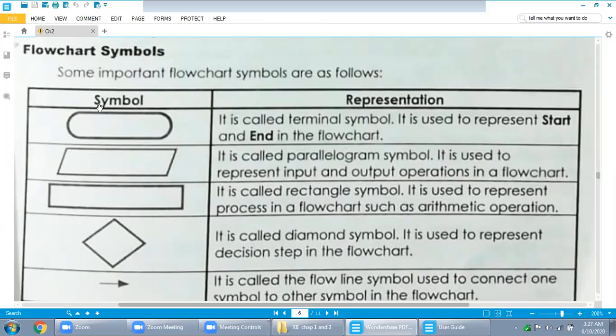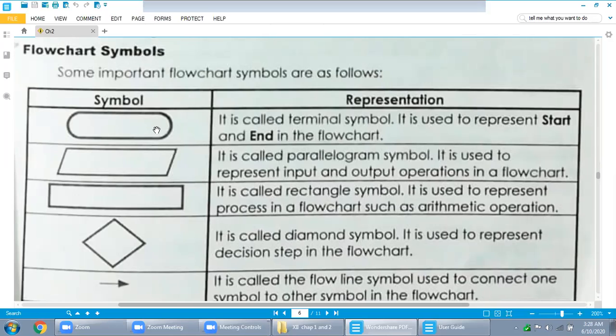So watch over here, same in the flowchart process: whenever you are going to draw a flowchart, you must start with this symbol. It is called the terminal symbol. You can call it the terminal symbol. It is used to represent start and end in the flowchart. So whenever you make a flowchart, you start with this symbol and end with this symbol.